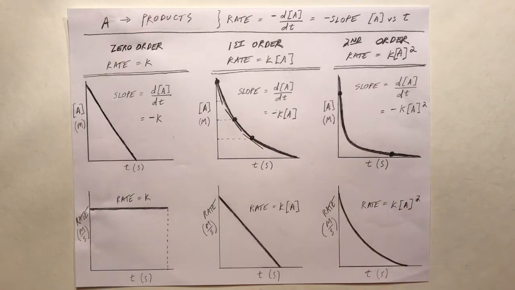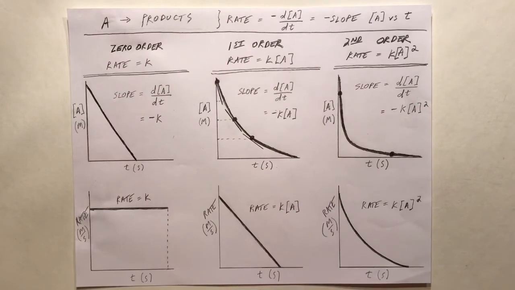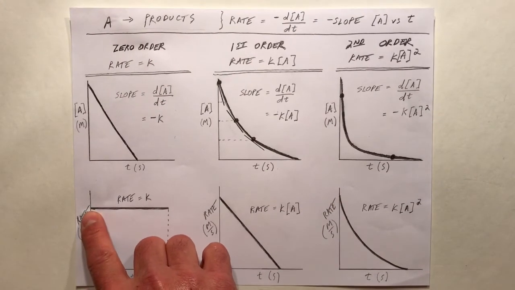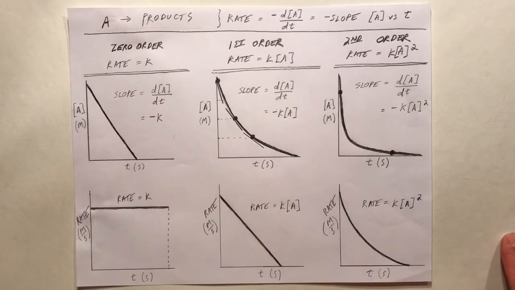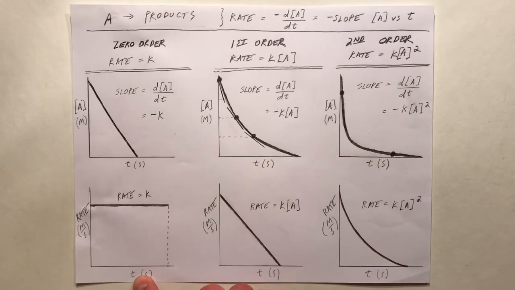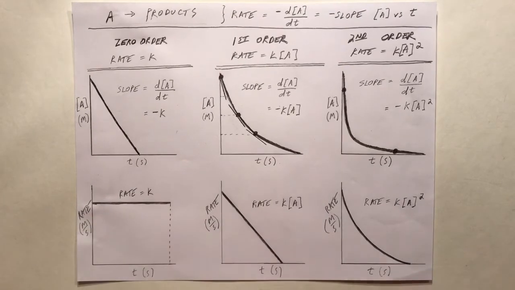let's take a look at what would happen if we were to graph the rate versus time. Now remember that the rate of the reaction is k for a zero-order reaction. So that means that no matter what, the rate of the reaction is going to be constant. It's just going to be all the way straight across, constant k at any time. No matter what the concentration is, no matter what time is going on in that reaction and how the concentration is changing over time, it would have no effect on the rate.